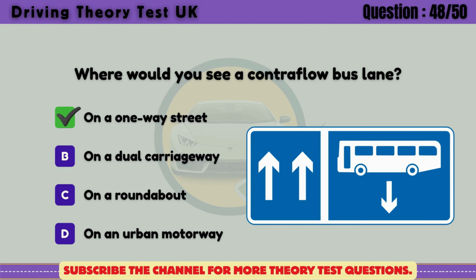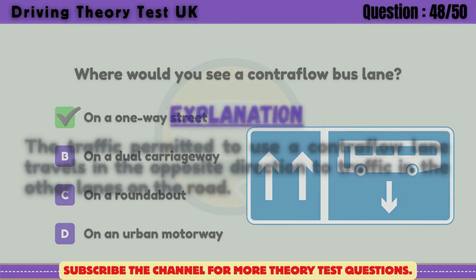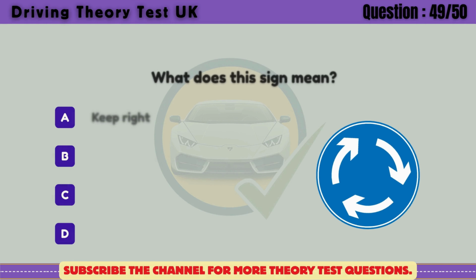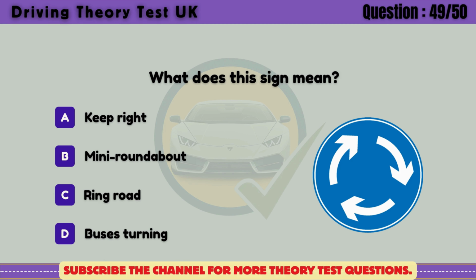Answer is A. On a one-way street. The traffic permitted to use a contraflow lane travels in the opposite direction to traffic in the other lanes on the road. Question 49. What does this sign mean? Option A. Keep right. B. Mini roundabout. C. Ring road. D. Buses turning.